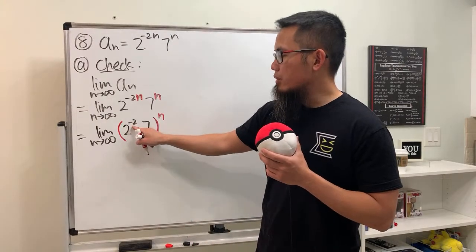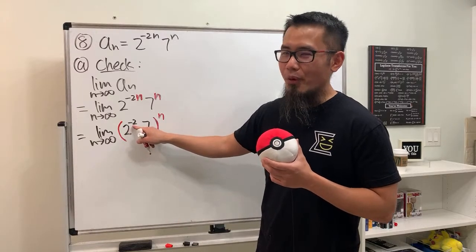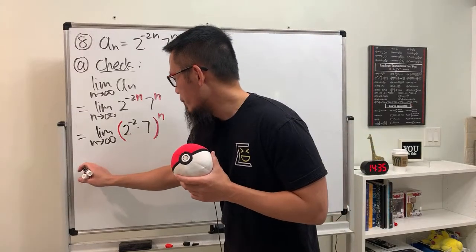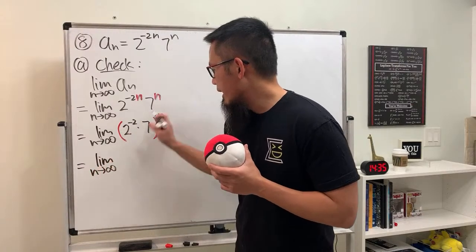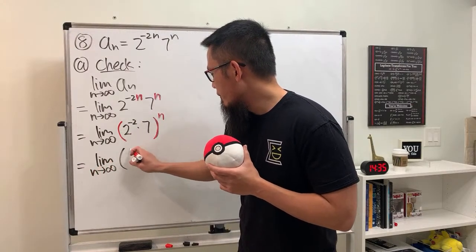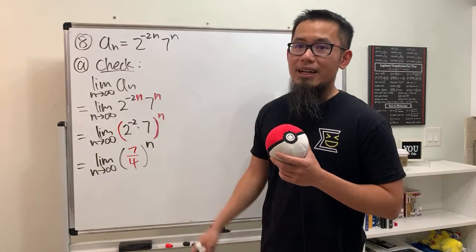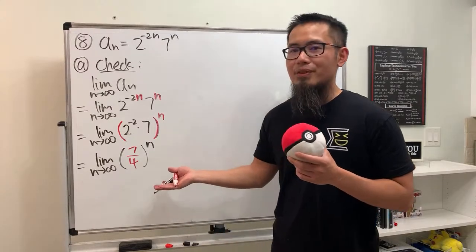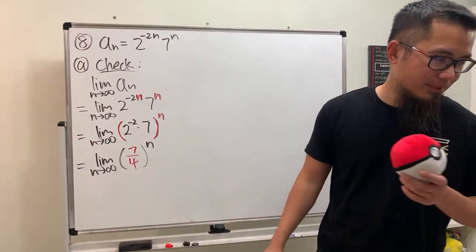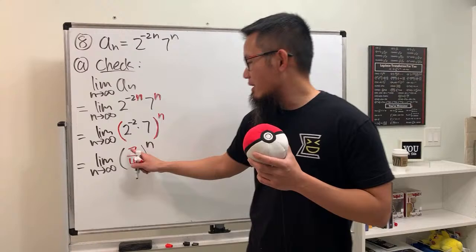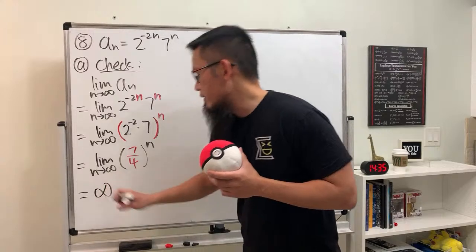Well, 2 to the negative 2 is equal to 1 over 4. So you can just write this down as 7 over 4. So this right here is really just the limit as n goes to infinity, and then we will have 7 over 4 raised to the nth power. Like that. So now, does this converge or not? This right here is infinity, right? Because this number is bigger than 1 raised to the nth power. So this right here gives you infinity.